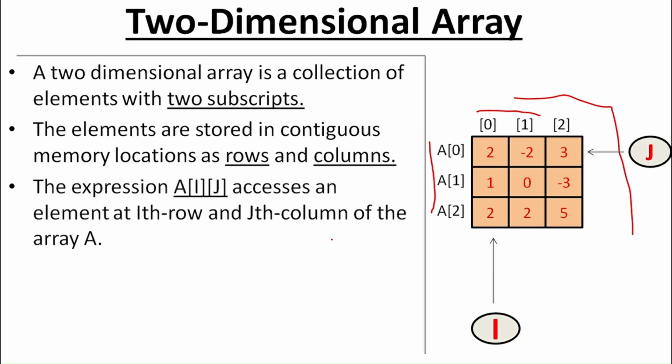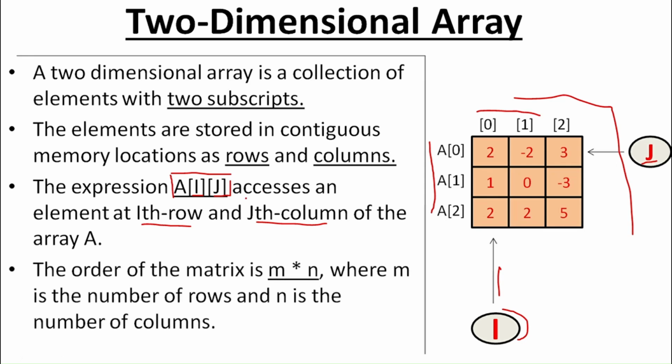The expression A[i][j] accesses the element at the ith row and jth column of the array A. If I write this expression, then it accesses the element from the ith row. The row is represented by i and the column is represented by j. If I write this expression, it accesses both i and j. This is what it means.